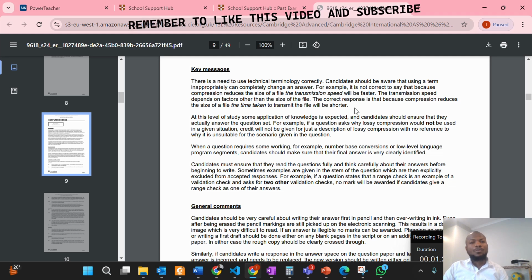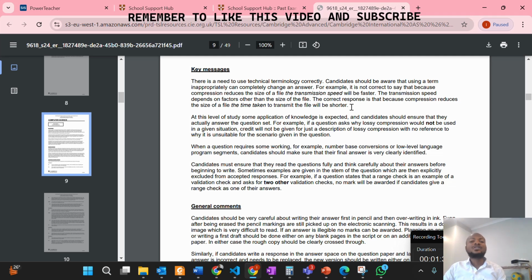Let's assume you have a good internet connection and you want to transmit maybe 5 megabytes of data. 5 megabytes, let's take for example, may take 5 seconds. But if it is 10 megabytes, it will take 10 seconds. Do you understand? But the internet speed is still fast. So the only correct answer is the transmission time will be shorter and not faster.